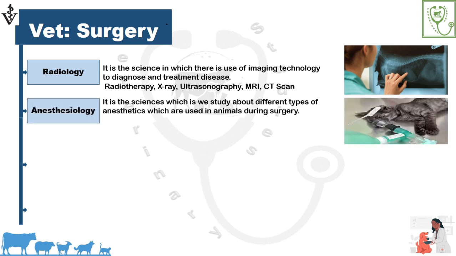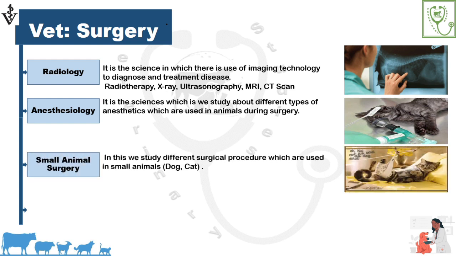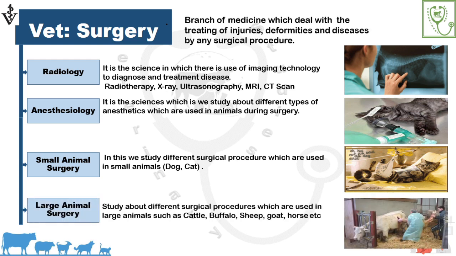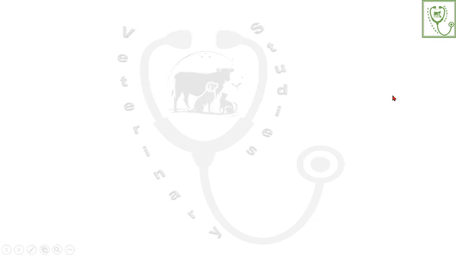Anesthesiology. It is the science in which we study about the different types of anesthetics which are used in animals during surgery. Small animal surgery. In this we study about the surgical procedures which are used in small animals such as dogs and cats. Large animal surgery. In this we study about the different surgical procedures which are used in large animals such as cattle, buffalo, sheep, goat, horse, etc. This is all about today's lecture.